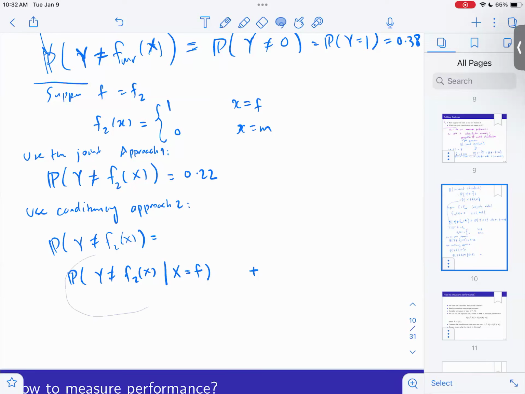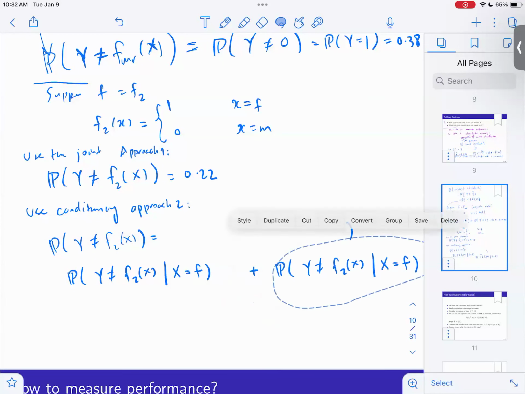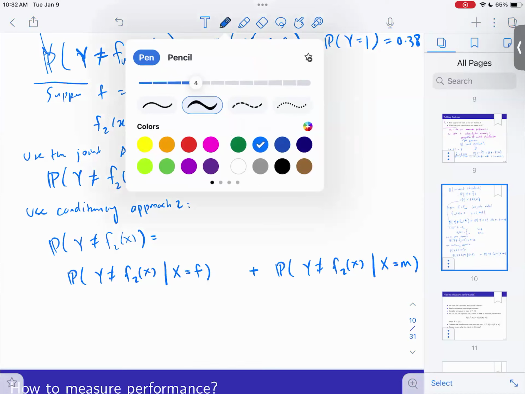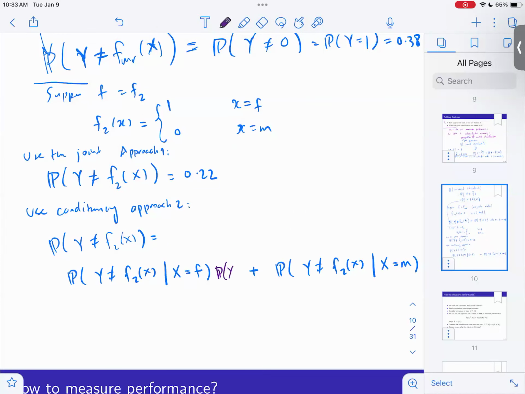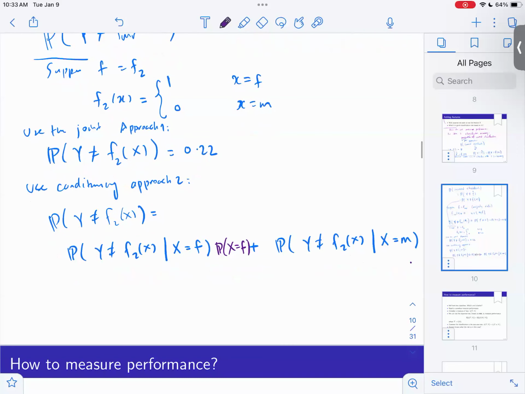Actually, I can do this. Copy, paste, the same thing, but then I'm going to change. Multiplied by probability. Yeah, so there's something missing, right? Probability of x is equal to f, right? And then probability that x is equal to m.